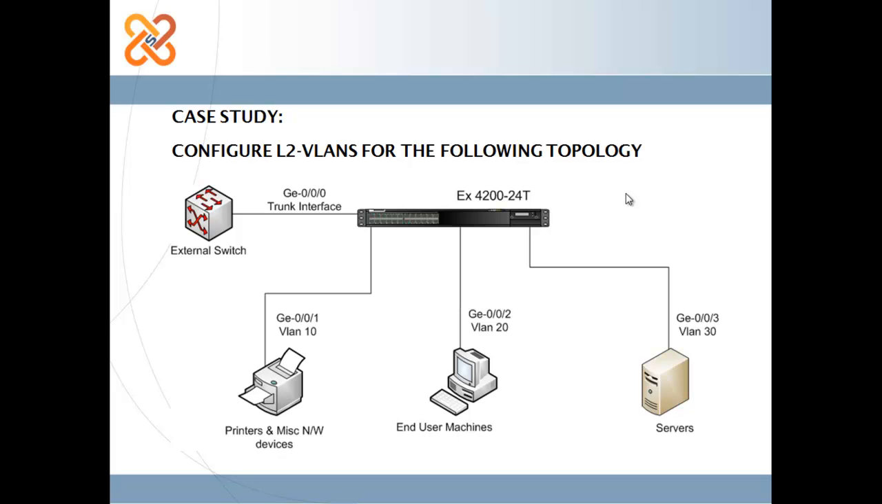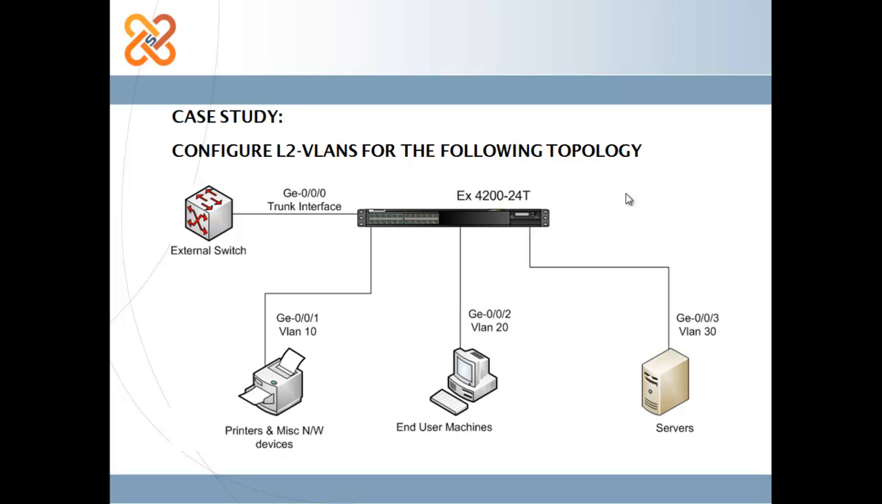The GE001 interface is going to be connected to the printers segment. We're going to separate this from the rest of the network using VLAN 10. The end user machines are going to be placed in their own separate VLAN of 20, and they get connectivity through the GE002 interface of our switch. Finally, we have our servers, which are going to be placed in VLAN 30. This is on the GE003 interface.